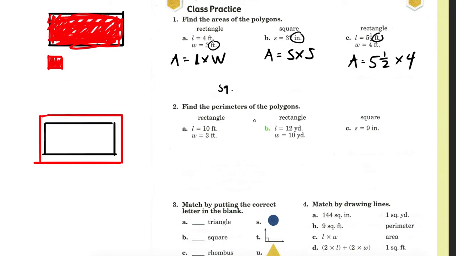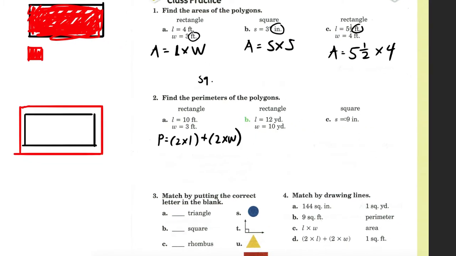The perimeter of a rectangle is just 2 times the length plus 2 times the width. Same thing for this one. And for a square, it's just perimeter equals 4 times whatever S is.